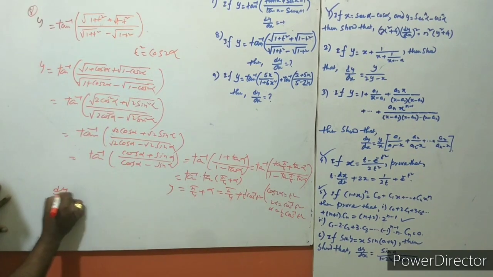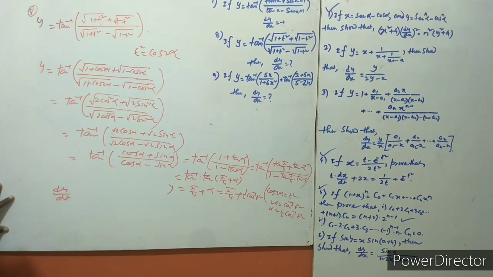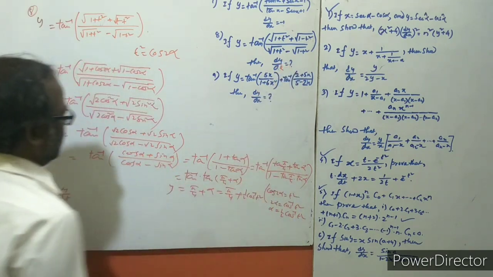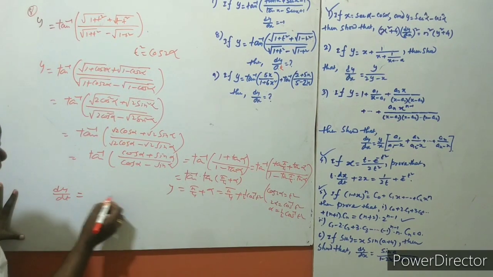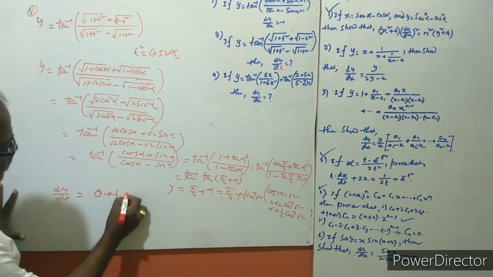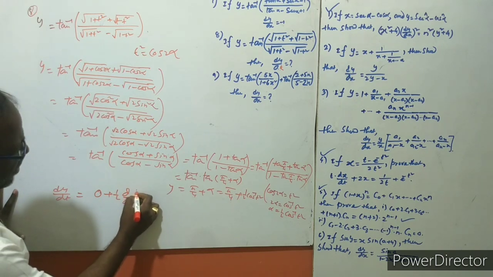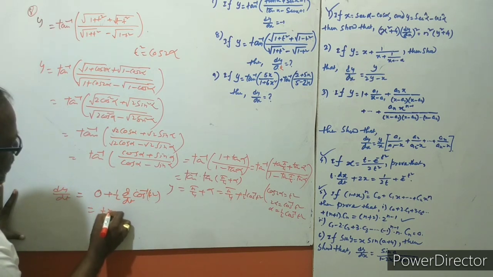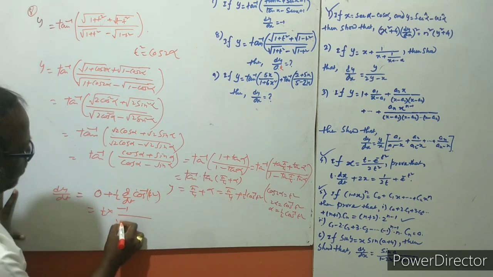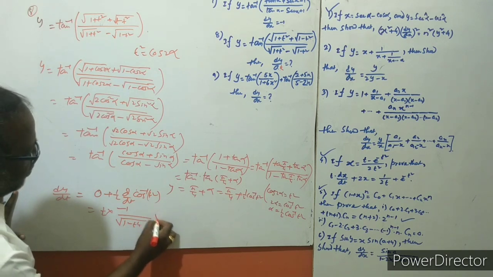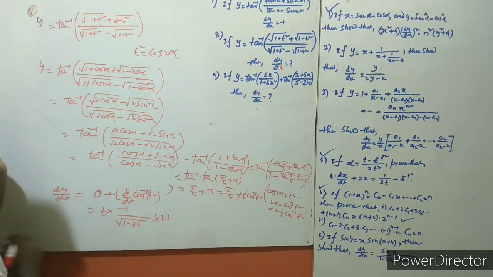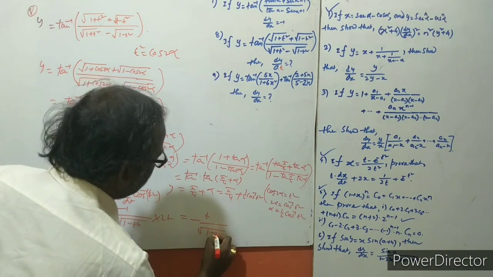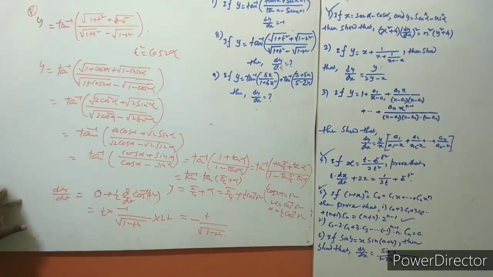So differentiate both sides with respect to t. This is a function of t, so this was wrongly written; this is with respect to t. This is 0 plus half, and d/dt of this is cos inverse t square. So half, this is minus 1 over root over 1 minus t to the power 4, and derivative of t square is 2t. So see, this is here minus t by root over 1 minus t to the power 4. This is your answer.